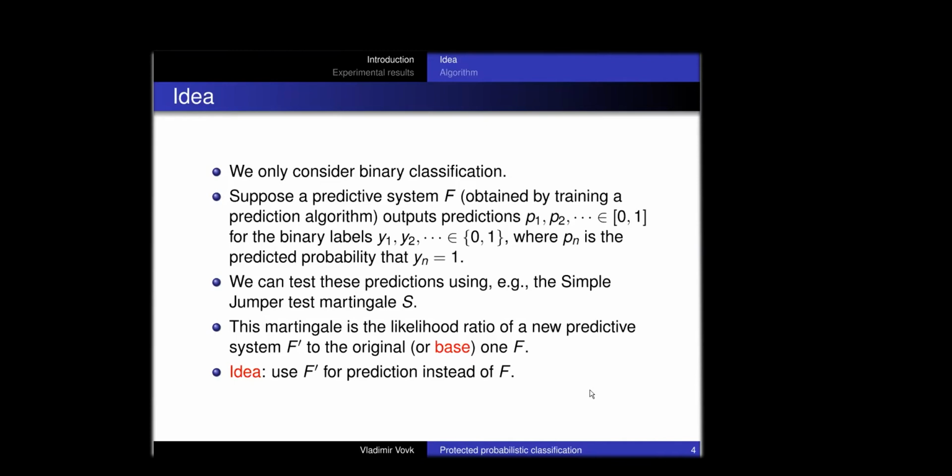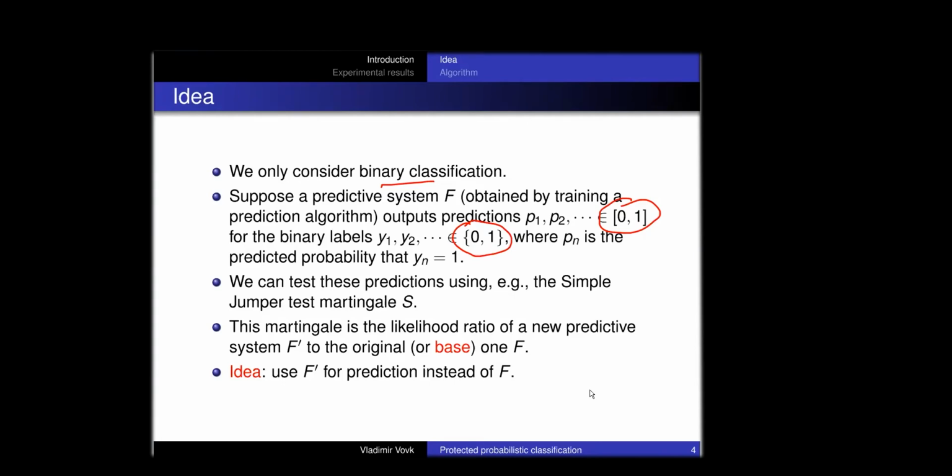So suppose we have some prediction algorithm, and we train it on a training set, and we get some predictive system. As I said, we are interested in the case of binary classification. So our labels y are binary, 0 or 1. And our predictions are p1, p2, and so on. They are numbers between 0 and 1, and it's the predicted probability that the true label is 1.